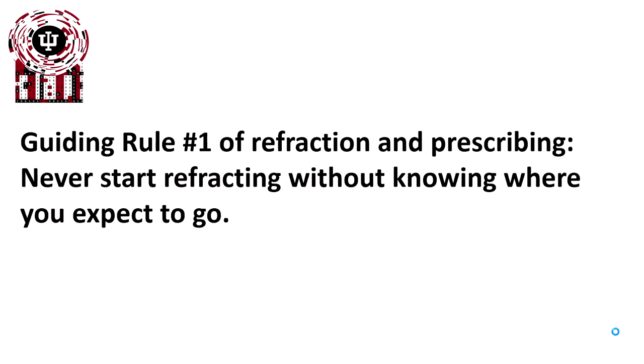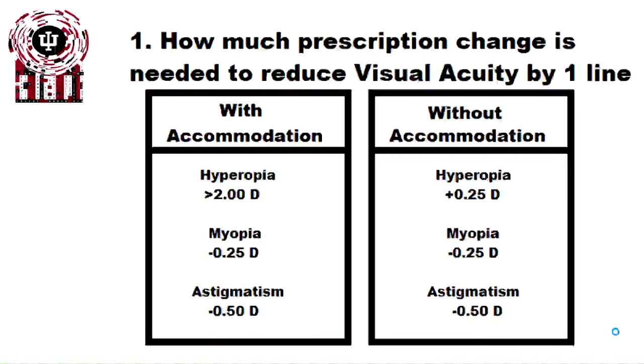Guiding rule number 1 of refraction and prescribing: never start refracting without knowing where you expect to go. And that's the point of predicting refractive error before you get started. It gives you a good idea of where you're going to go with the refraction. It's essentially you're coming up with a hypothesis of what that change in prescription is, and then you'll go and test it through the refraction process. That gives you a guide to know where you're going.